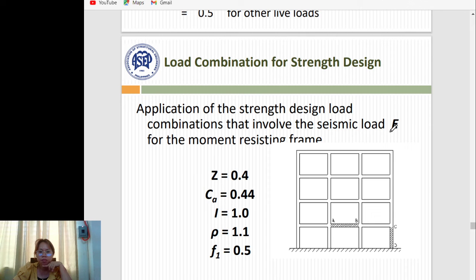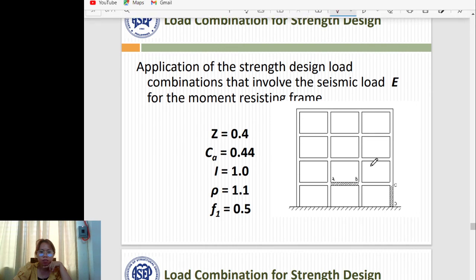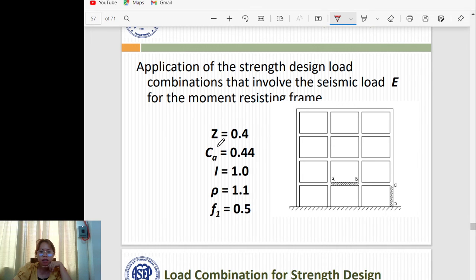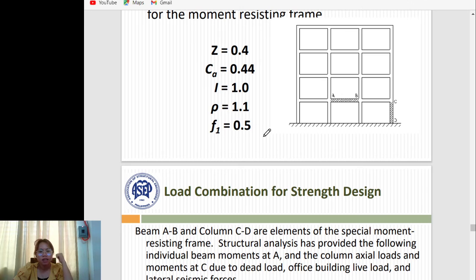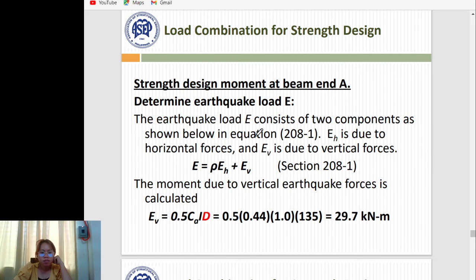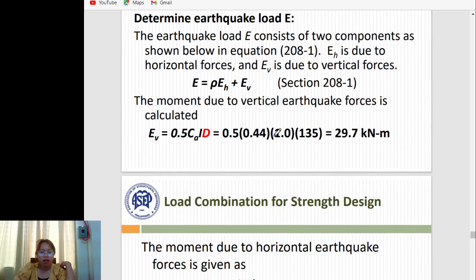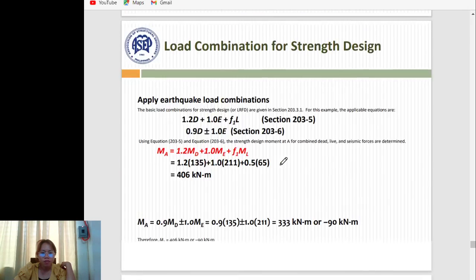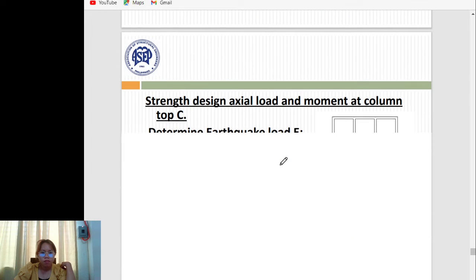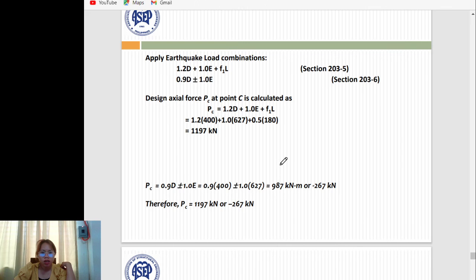for the moment resisting frame. We have this example, where Z is equal to 0.4, C sub A is 0.44, the importance factor is 1.0, rho is 1.1, and F sub 1 is 0.5. Alright, I think this is the computation of the factored loads.